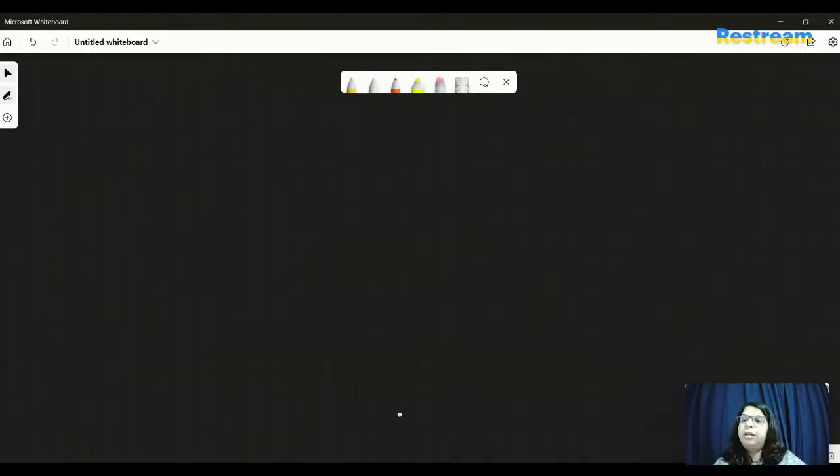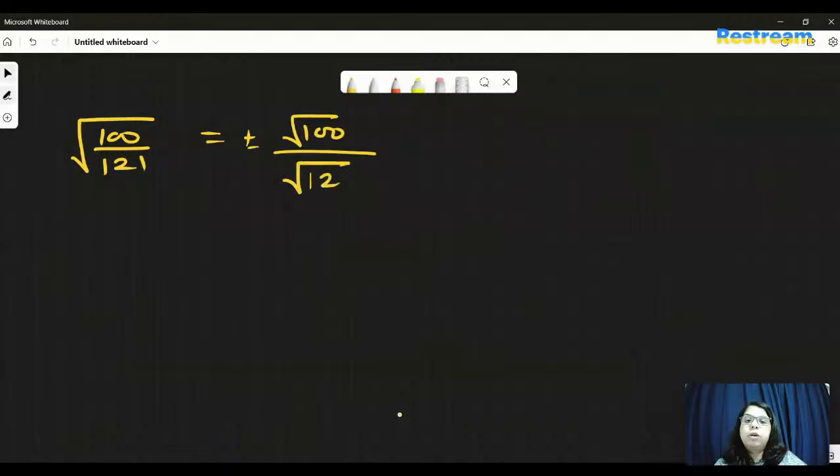So let's say I have square root of 100 by 121. So I'm going to write plus or minus square root of 100 over square root of 121. That is equal to plus or minus 10 by 11. Or let's say I have an example here which says square root of 11 1 by 9.